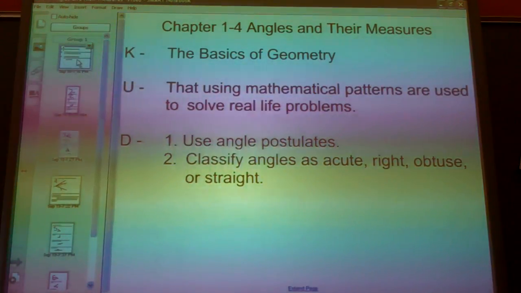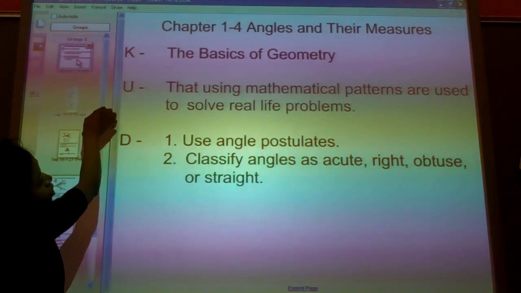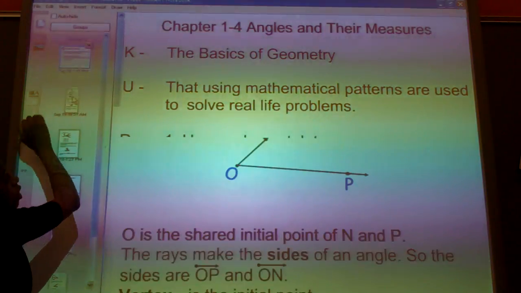All right, this is chapter 1-4, angles and their measures. Please hit pause so that you can copy your notes.